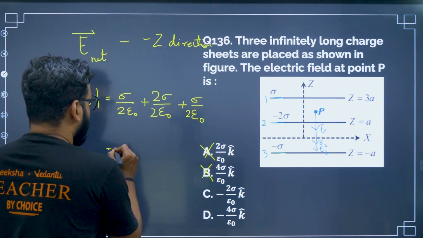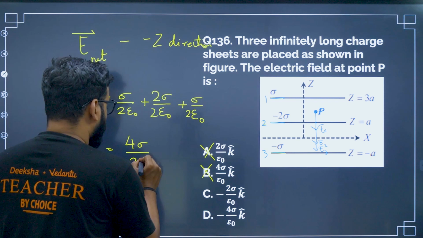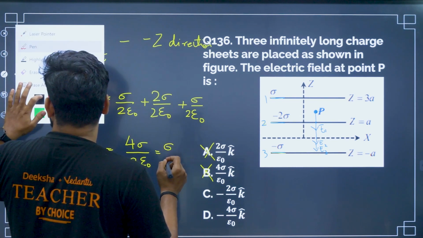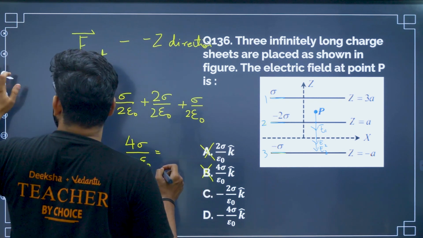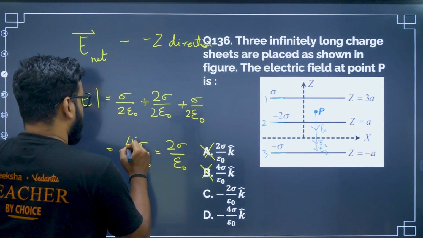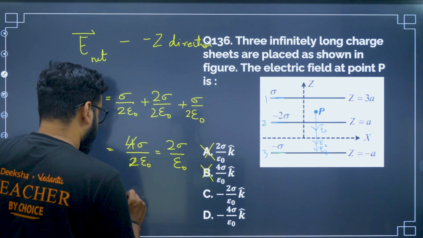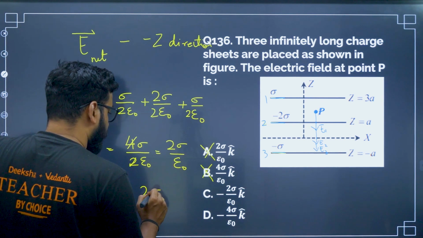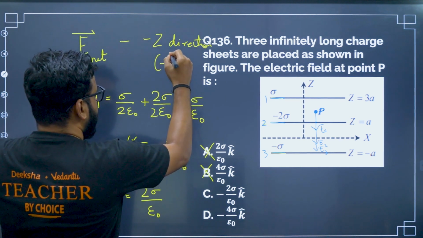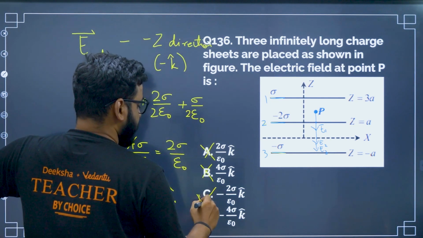So when we add all of them, in the numerator we have 4 sigma divided by the common denominator 2 epsilon naught, which is 2 sigma by epsilon naught. So the net magnitude is 2 sigma by epsilon naught. All right. So the final answer over here is: the net electric field at point P is given as magnitude 2 sigma by epsilon naught into minus k. The direction is minus k cap. Option C is the correct answer.